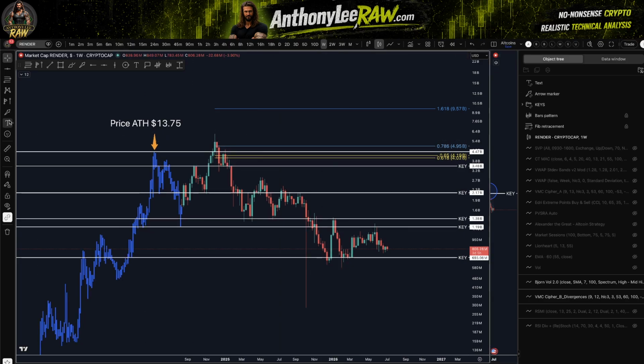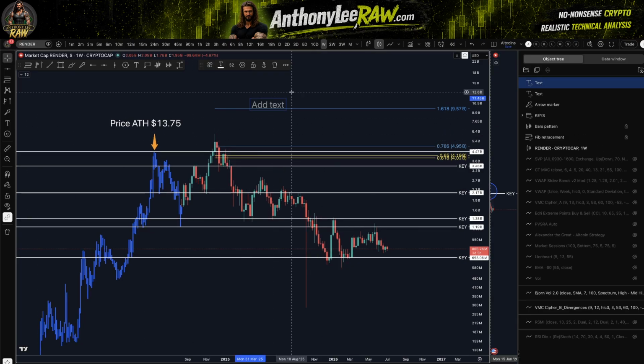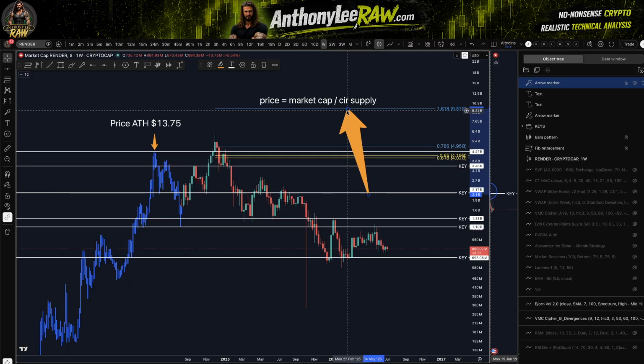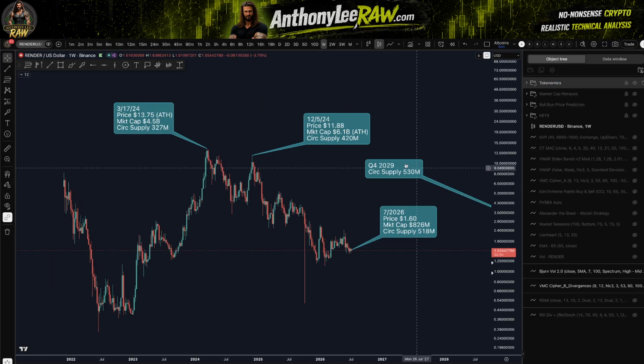And how you determine price is, I'll put it up here for you: price equals market cap divided by circulating supply. All right, that is how you figure your price. So what you would do is you would take these fib levels, right? Golden Pocket, 0.786, 1-to-1, 1.618, whatever fib you're interested in, you would take that market cap number and you would divide by your circulating supply. And for the next cycle on Render, that is going to be 530 million coins, okay?